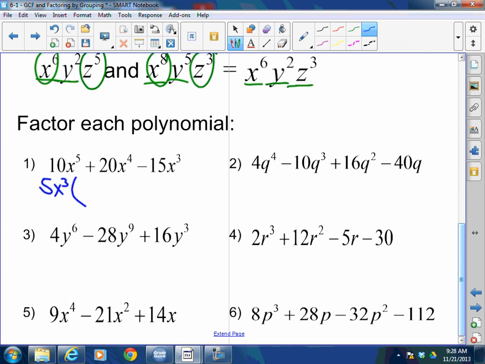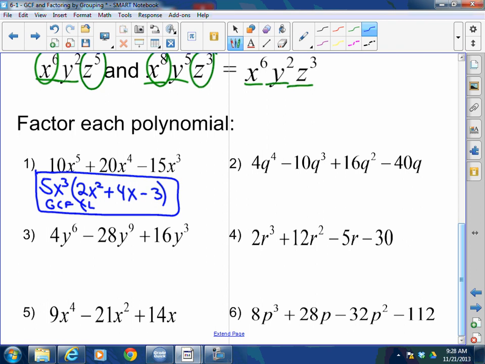So now that I have 5x cubed, what are my leftovers? 2x squared plus 4x. That's okay, you're human. Minus 3. Boom, done. My GCF is out here times the leftovers. Remember, my friends, you always got to show that that GCF came out. Unless we're solving, which we're going to get to soon enough. When we're solving, then we can divide it out to everything. But for right now, we're factoring. I got to show my GCF and then the leftovers.